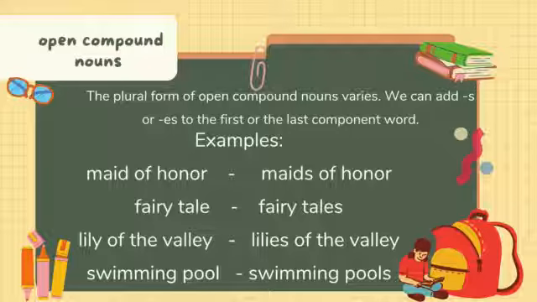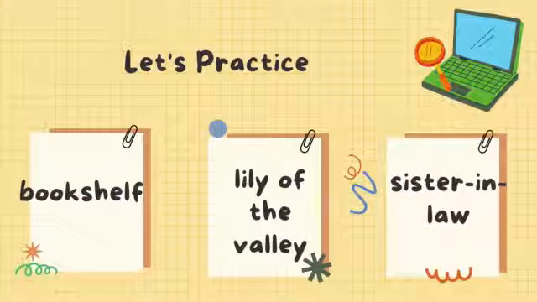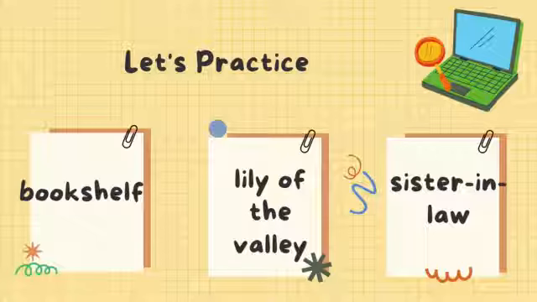And then swimming pool, we don't say swimming's pool. That wouldn't sound nice. All right, we say swimming pools. All right, so again, for open compound nouns, it's either on the first or on the last component, depending on the word. Let's practice. We have here bookshelf, lily of the valley, sister-in-law.